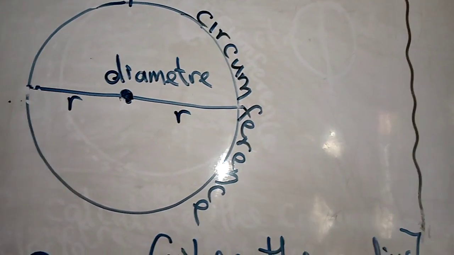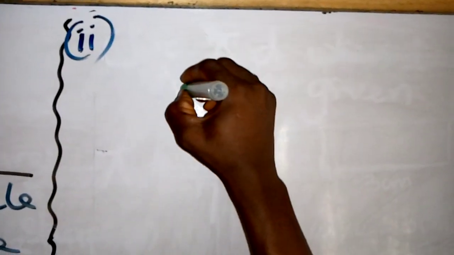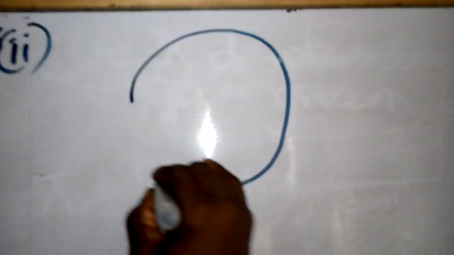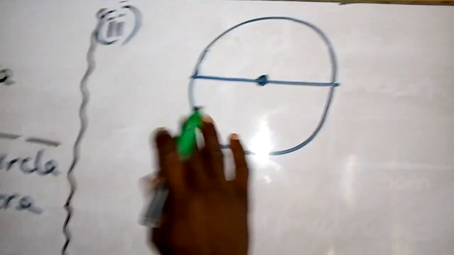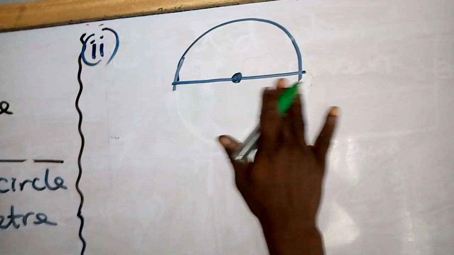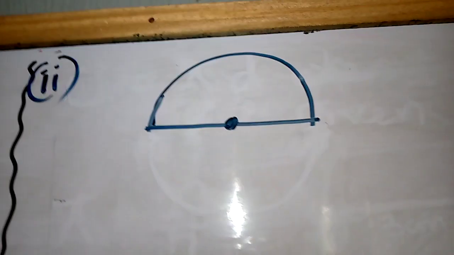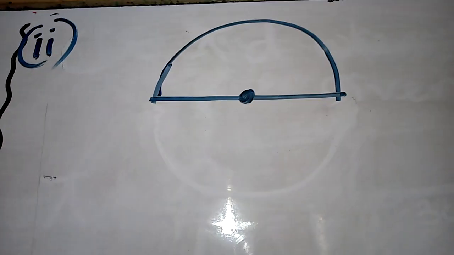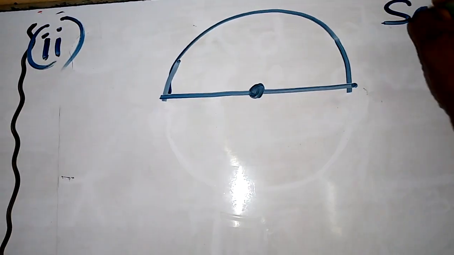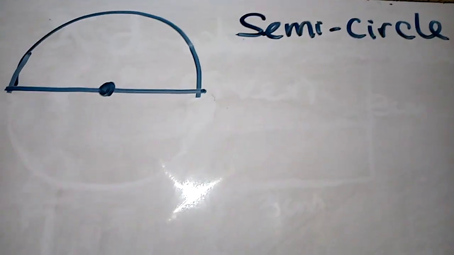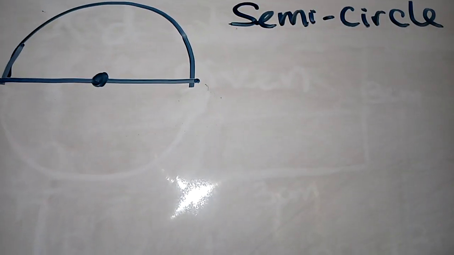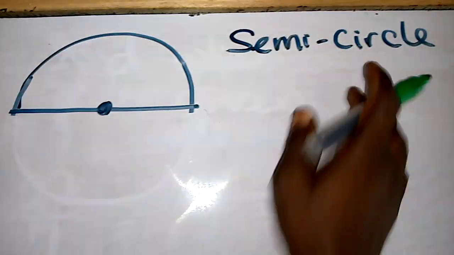So let us look at another example. Example number 2. Now when you have something like this, look at my drawing. So you now clean this. What do you have here now? This is what we call a semicircle, or you can also call it half of a circle. A semicircle is half of a circle.